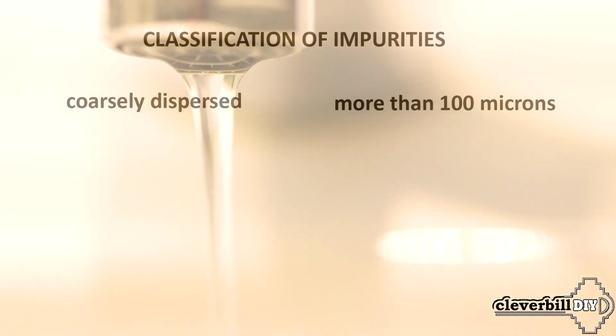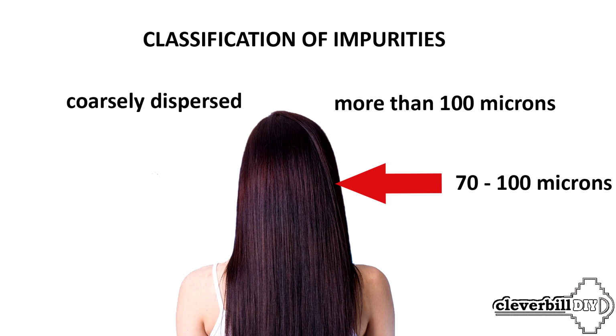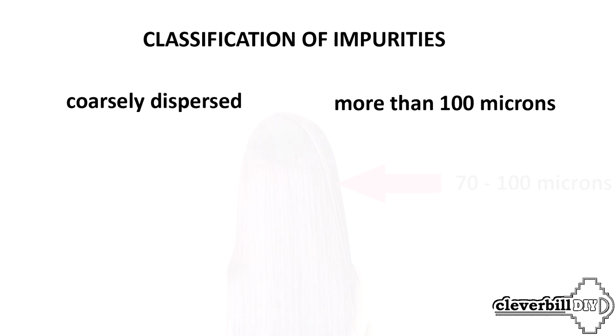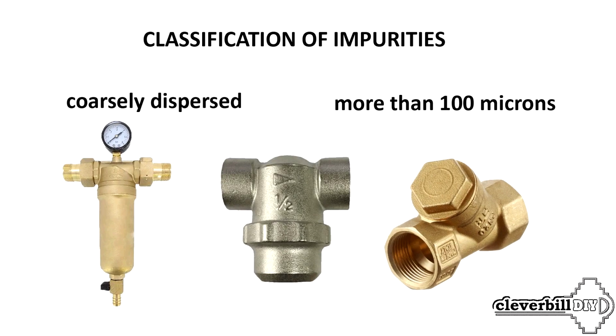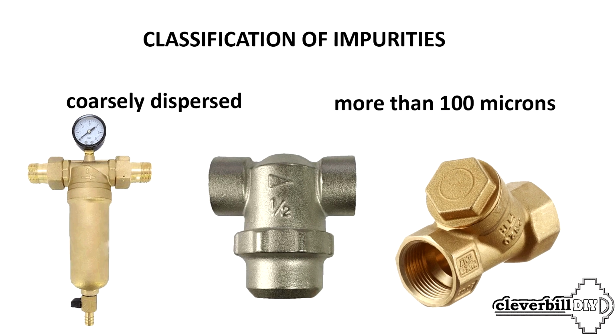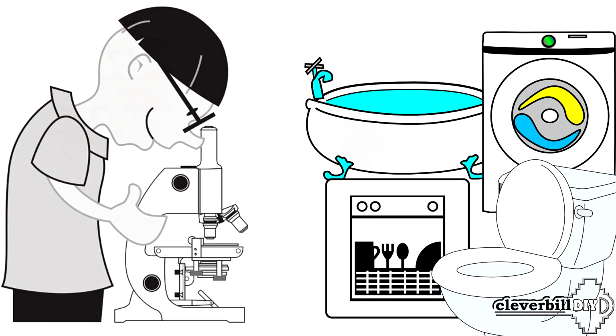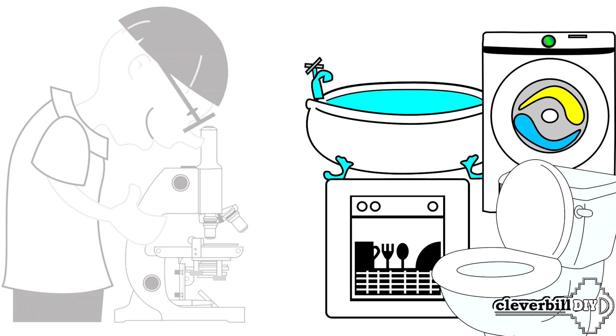For an approximate comparison of particle size, we can cite human hair, the thickness of which ranges from 70 to 100 microns, which is approximately comparable in size to coarse particles. Using a mechanical cleaning mesh filter, coarse impurities are cut off, which are potentially dangerous for the operation of plumbing fixtures and fittings. If we talk about the dangers of coarse particles in the most understandable language, we can give some examples of the service life of devices, depending on the quality of water.